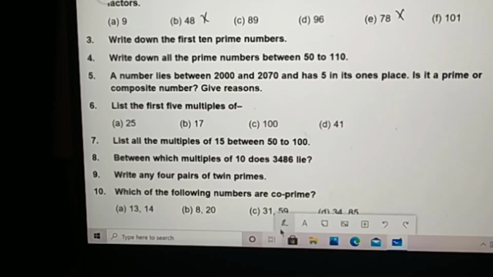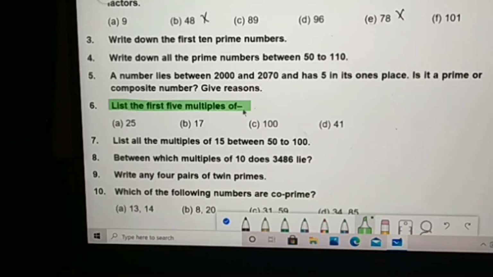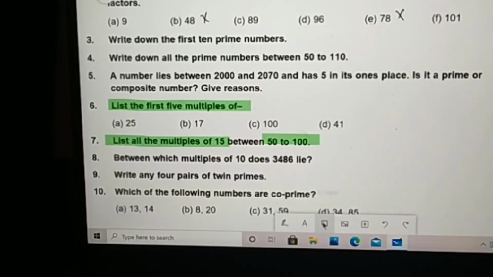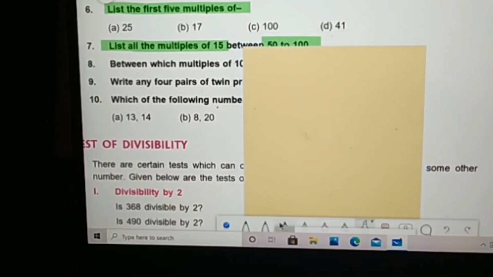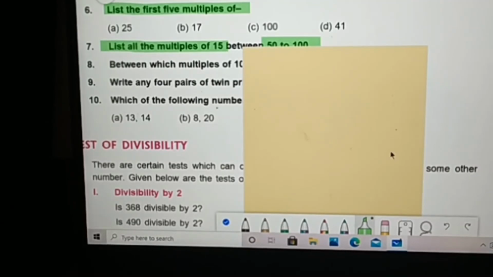Now you have a question, list the 5 multiples of this, which you have done. Now we have question number 7: list all the multiples of 15 between 50 and 100. So let's do that. You have to list the multiples of 15 between 50 and 100. In the table of 15, we know 15 ones are 15, 2s are 30, 3s are 45, and from 15 4s we write.